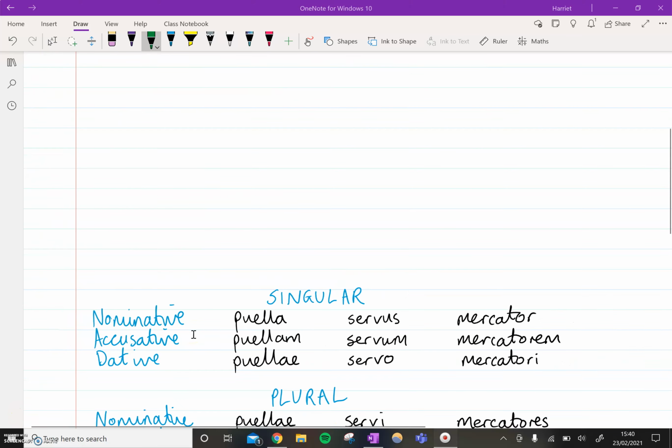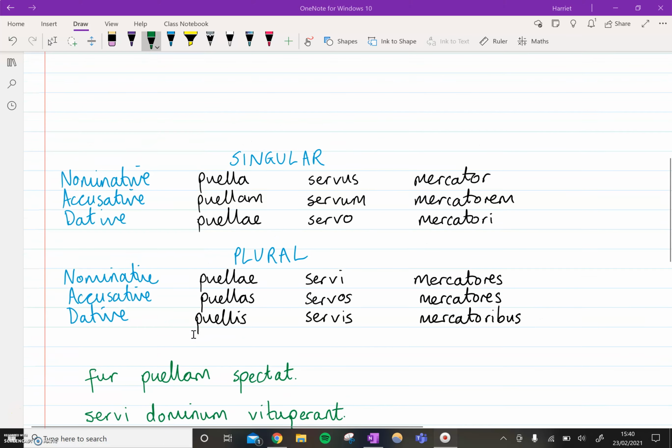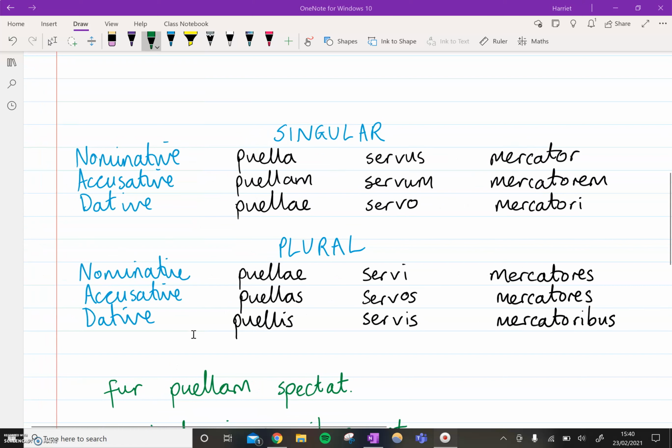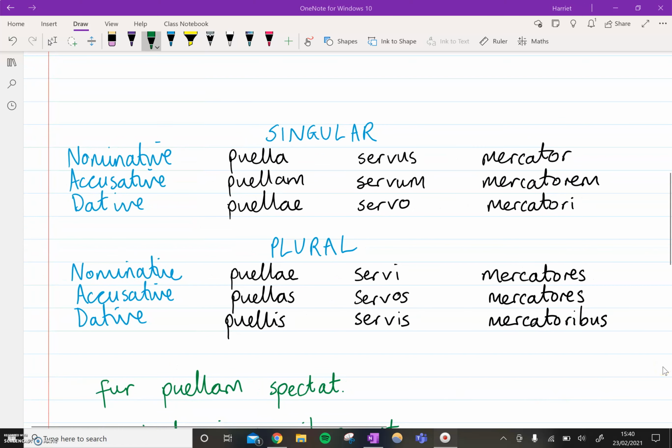So here we have a table of these endings. If you don't already have this table written into your book in some form, then make sure you write it in now. You should have a table that's completely filled in with all these endings. So it's really important that you do. Now, there are some really simple things going on here, and there are some slightly weirder things going on here.